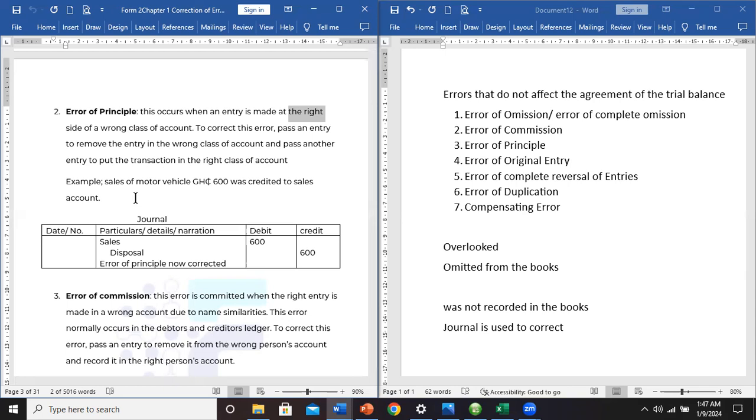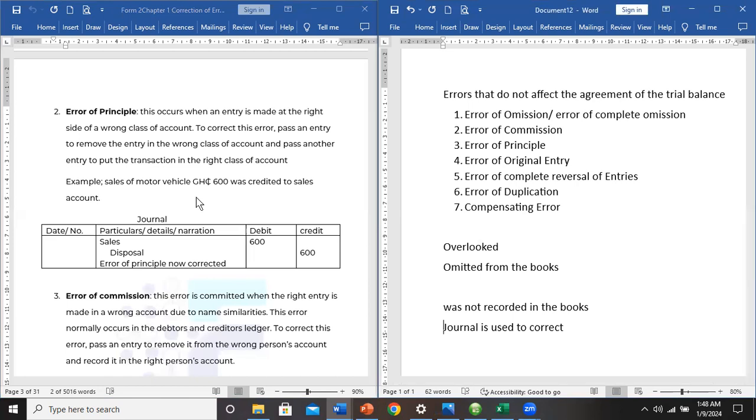A motor vehicle is an asset. When you sell an asset, you don't record it in the sales account. Remember, we open the sales account when we sell goods, the items that the business is trading in. So when you see sale of goods, then you can open your sales account. But if you see sale of motor vehicle, which is an asset, you record it in a disposal account. Take note of that. When you sell an asset, you open a disposal account, not a sales account.